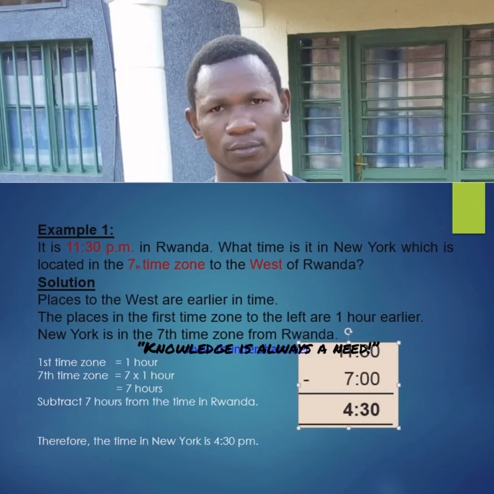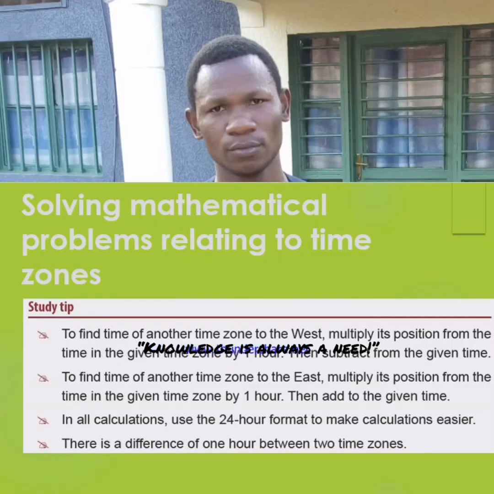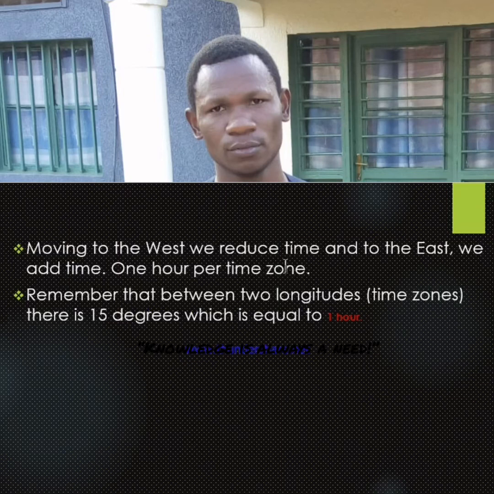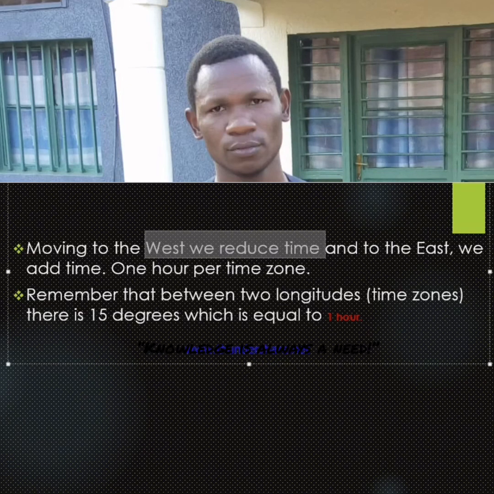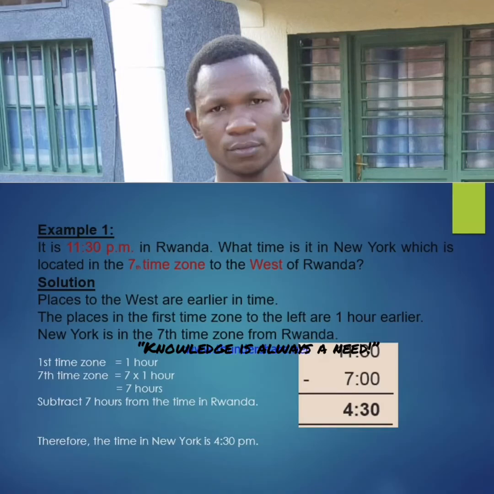I don't think you remember what we've said before. You've said that going to the west, the time is reduced. Let me take you back. So moving to the west, we reduce time. That is why in Rwanda it is 11:30. So in New York, because we are moving to the west, we reduce time. It is 4:30 p.m.